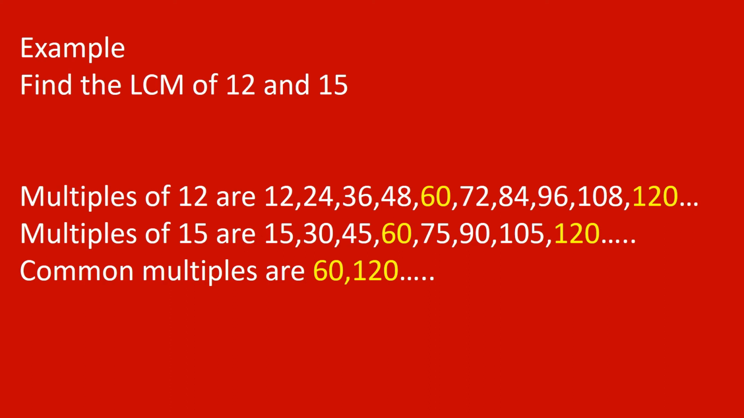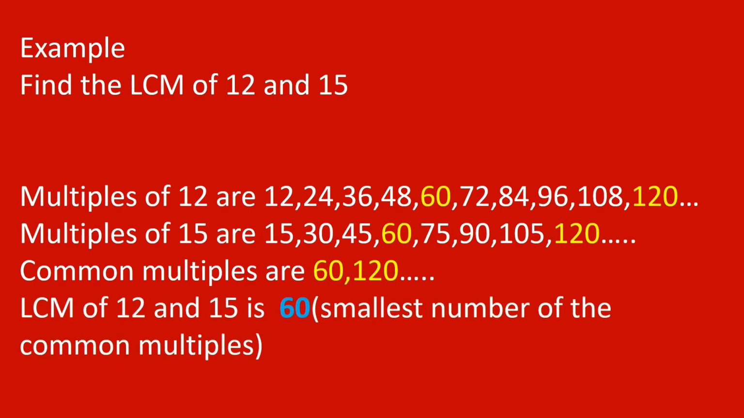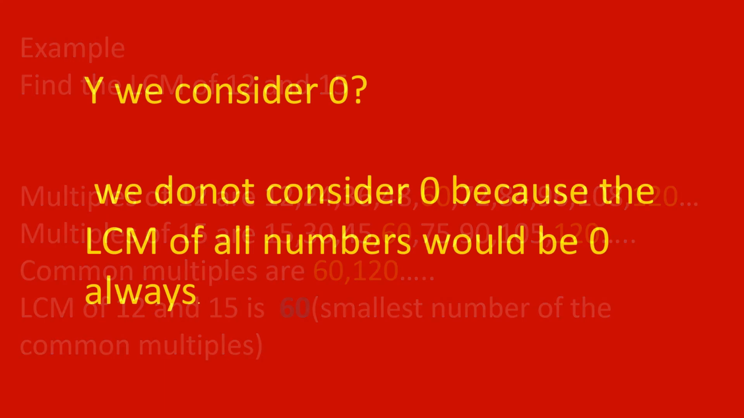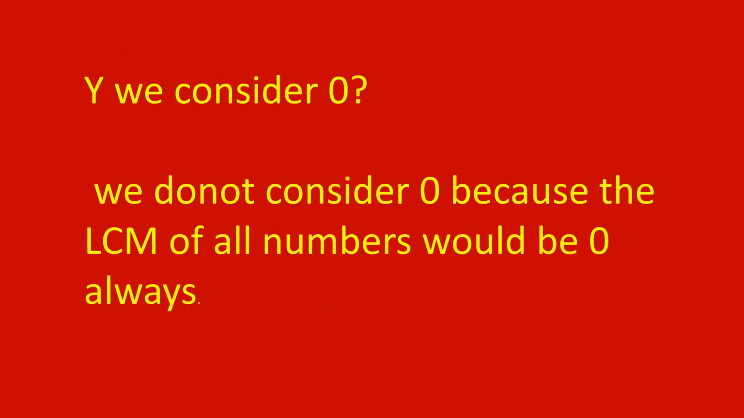We have to always remember LCM is the smallest of the common multiples. So in 60 and 120, the smallest number is 60. So the LCM of 12 and 15 is 60, that is the smallest of the common multiples. So the first step is to write multiples of the given numbers. Then we find the common multiples and the smallest among them. That is the LCM.